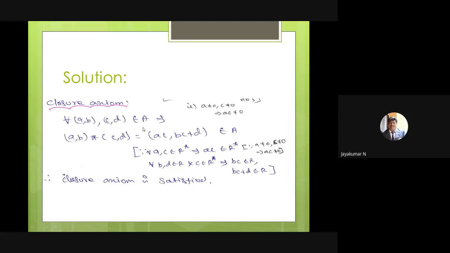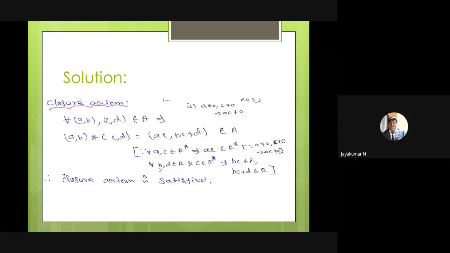So choose any two elements in A and apply the binary operation, which belongs to A. For any two elements A, C belonging to R star, the product also belongs to R star, since A is non-zero, C is non-zero, so AC is also non-zero. If we choose any two elements B and D in R, and C belongs to R star, when you multiply B and C, B belongs to R, C belongs to R star, BC belongs to R.